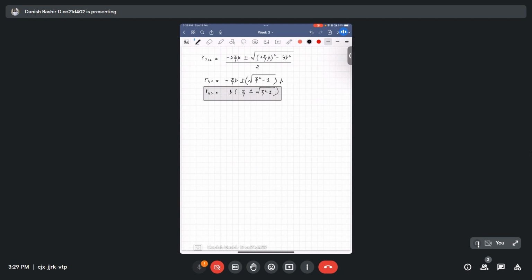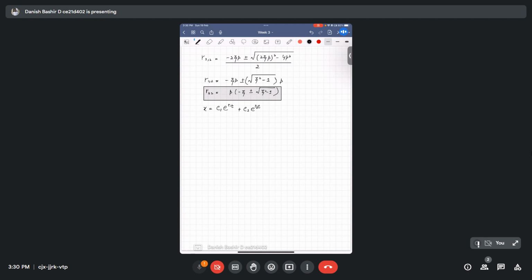So there are two roots of this equation. We can write the solution as x equal to c1 e to the power r1t plus c2 e to the power r2t, since both roots are distinct, where c1 and c2 will be found from the initial conditions.